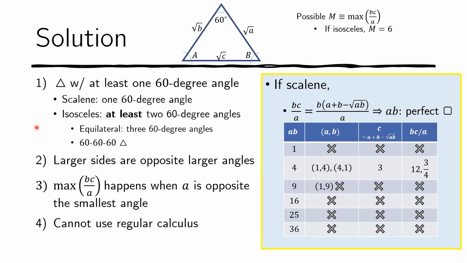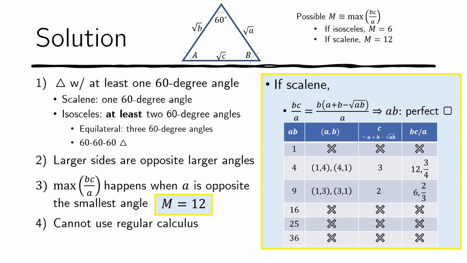We've already looked at isosceles, and now we've looked at scalene triangles. Now that means that we only need to compare what we had earlier, which is m equals 6, and m equals 12, which is what we got from the scalene case. And between 6 and 12, we can say that the maximum value is in fact 12.